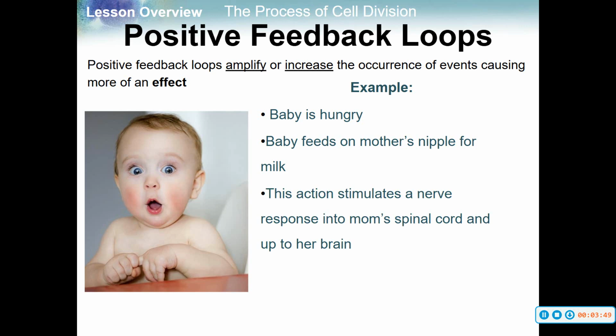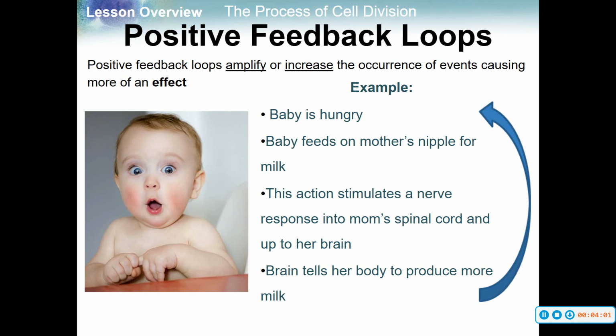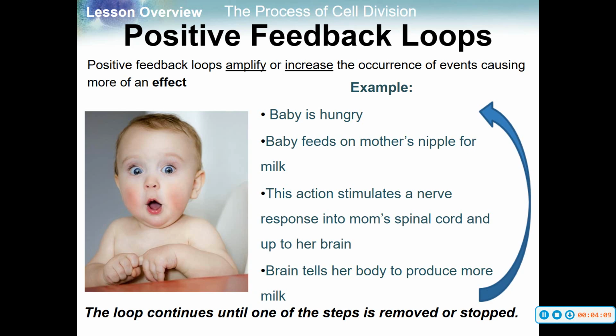Well, when that happens in mom's body and she feels the baby on her breast, then there's a signal that goes to her brain that tells her body to produce more milk. And this will continue over and over and over again. These steps will continue until there's not a need for making more milk. So maybe the baby is full now, the baby will go ahead and unlatch from mom's breast, and then that'll stop the signal to her brain to make more milk at that time. So like I said, this loop will continue until one of these steps is stopped or removed.